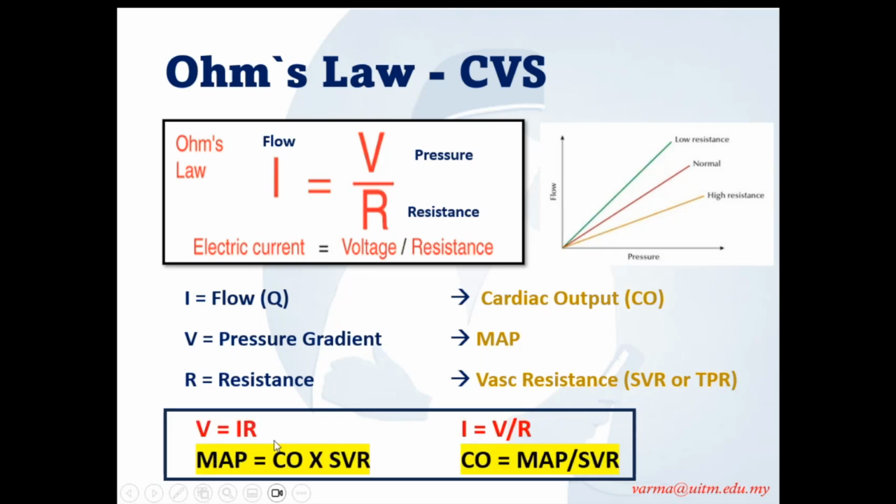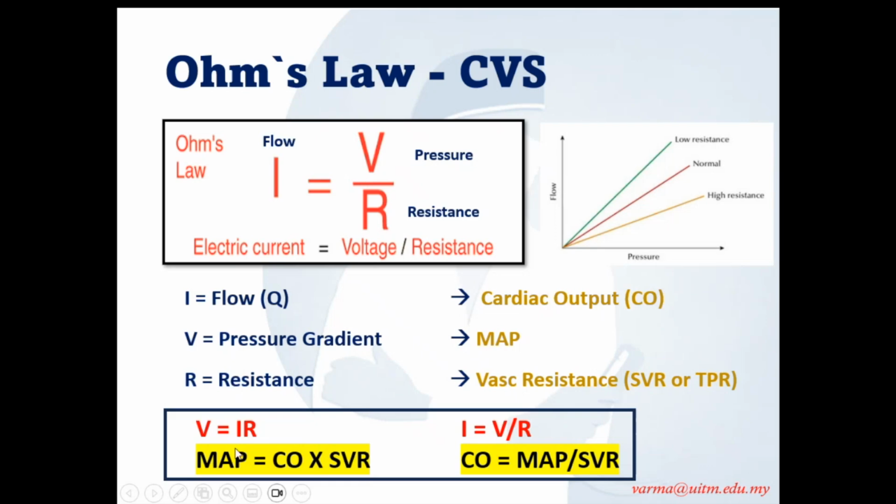V equals IR. MAP equals cardiac output times systemic vascular resistance. We want to look at the cardiac output, the flow, which is MAP over SVR. So this is the equation for MAP, and this is the equation for cardiac output. MAP is equivalent to cardiac output times systemic vascular resistance.